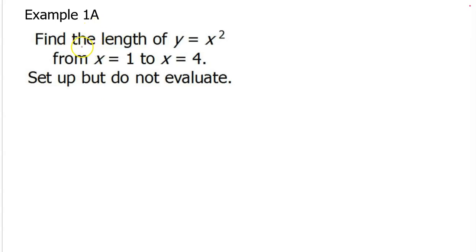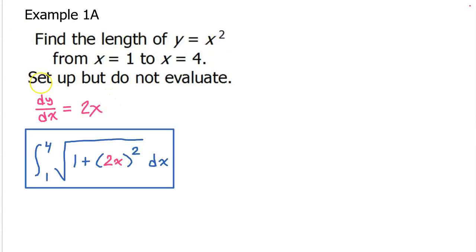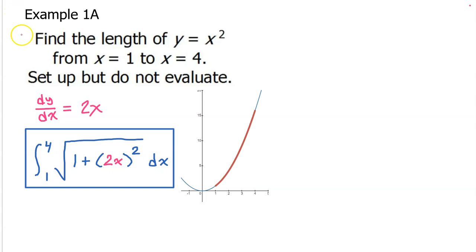Example 1a. Find the length of y equals x squared from x equals 1 to x equals 4. Set up but do not evaluate. To set up the arc length formula, we first need an expression for dy dx, which is 2x. So the arc length from 1 to 4 would be given by the integral of the square root of 1 plus 2x squared dx. Here's a picture of the length we just found.